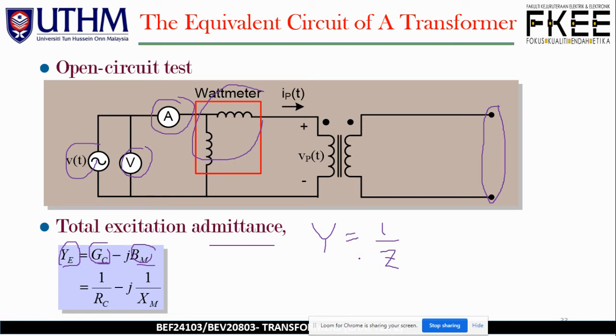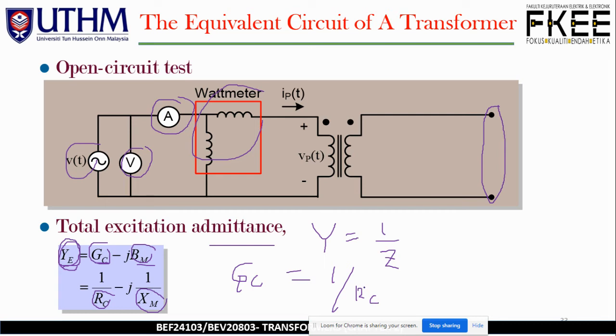The inversion of Z. And then the easiest way to calculate RC and XM is to look first at the admittance of the excitation branch. The conductance of the core loss resistor is given by GC equal to 1 over RC.